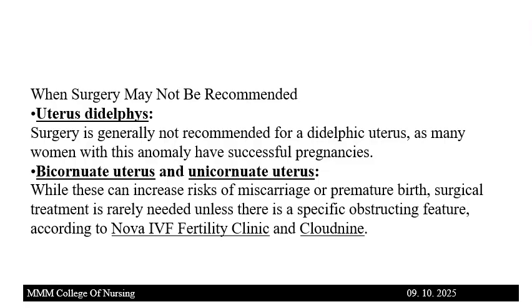So what they say is that the unicornuate and bicornuate uterus can also have a successful pregnancy without any surgical correction, just like uterus didelphys, unless there are specific obstructing features. Sometimes the mother or the fetus can experience miscarriage and premature birth because of the small space available there. But most of them have a successful pregnancy here also.